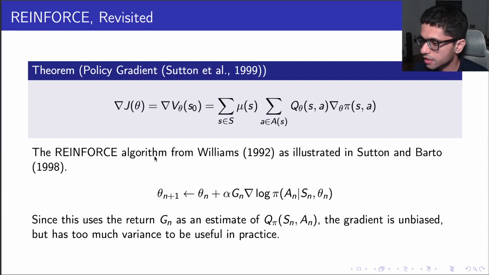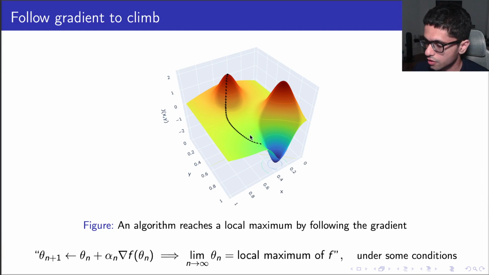There is this policy gradient theorem from Sutton and his colleagues from 1999, which states that the gradient of the cost function is given by this weighted sum involving the state visitation distribution, the action value function, and the gradient of the policy with respect to its parameters. Essentially, if you compute this and then change the parameters theta in this direction, eventually you'll reach the local maximum.